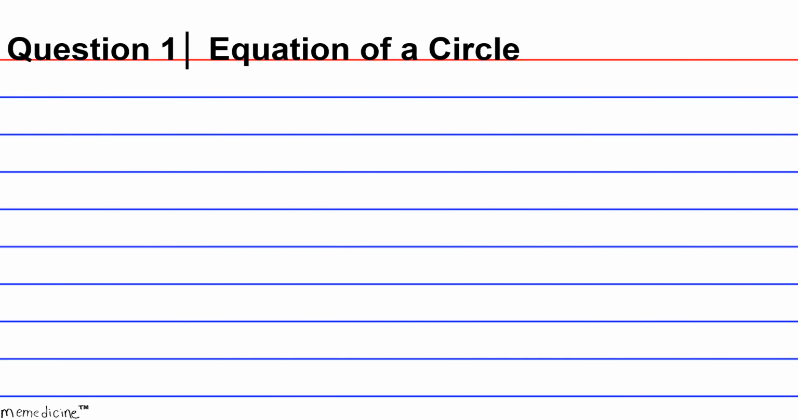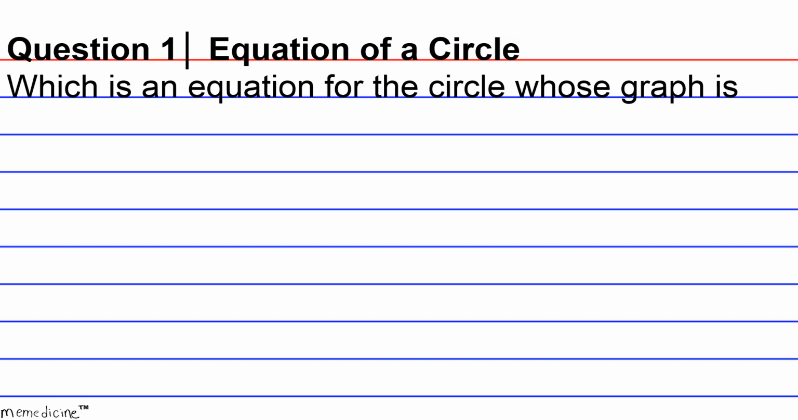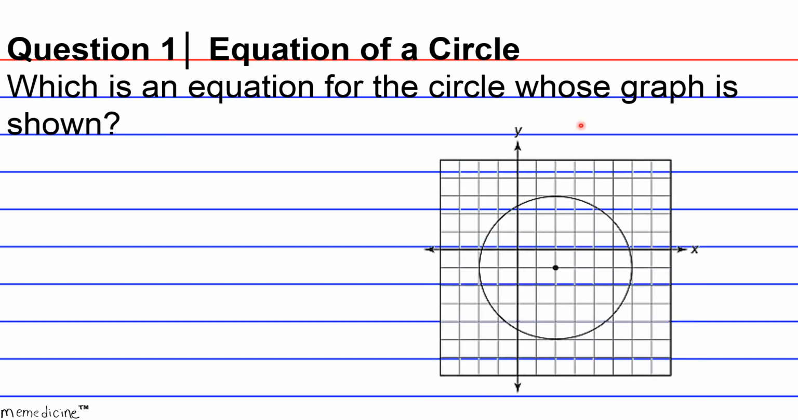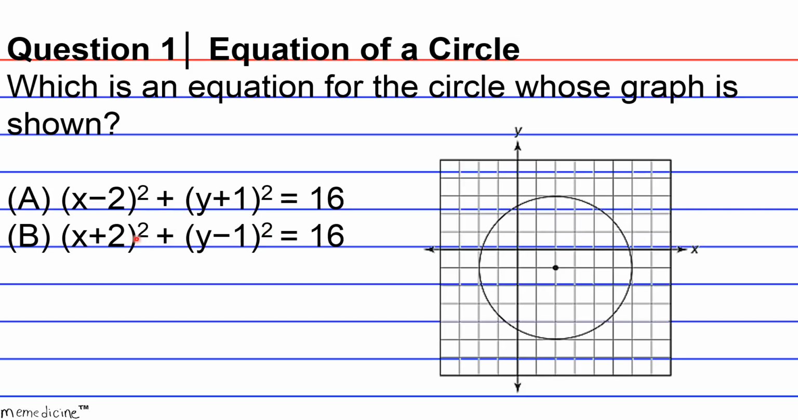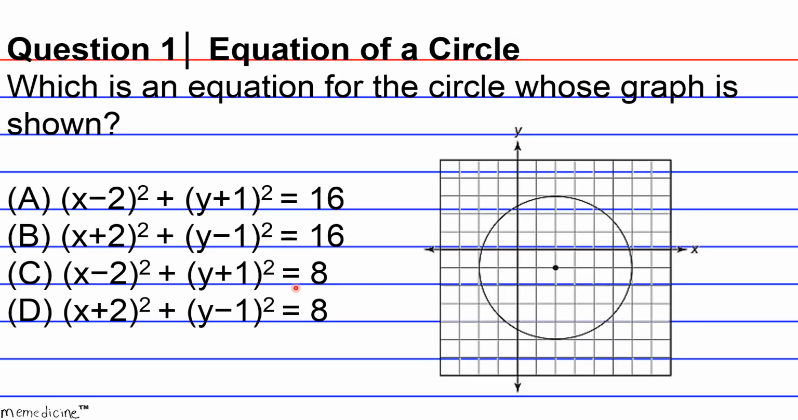Question 1, Equation of a Circle. Which is an equation for the circle whose graph is shown? Is it going to be A, (x - 2)² + (y + 1)² = 16? Is it going to be B, (x + 2)² + (y - 1)² = 16? Is it going to be C, (x - 2)² + (y + 1)² = 8? Or is it going to be D, (x + 2)² + (y - 1)² = 8? Definitely press pause if you need to, and I'll give you a moment to think.